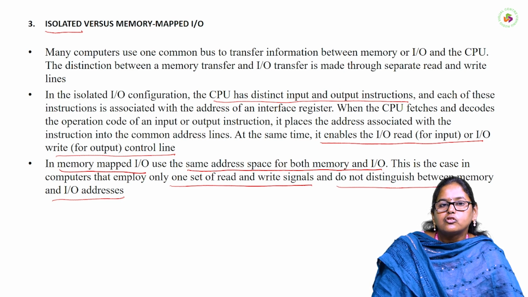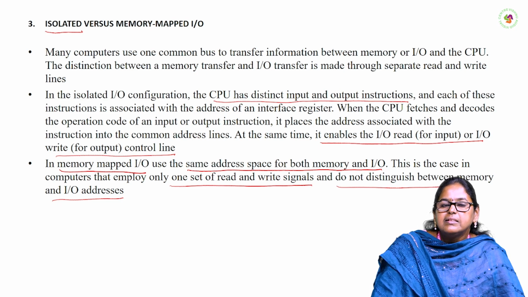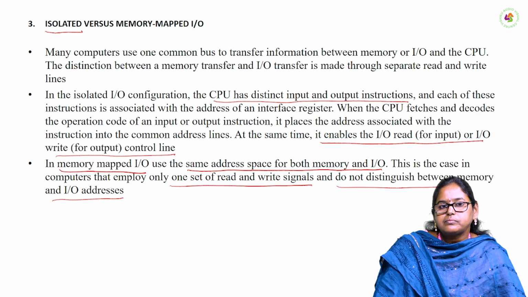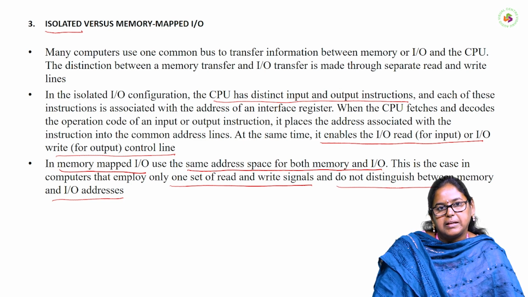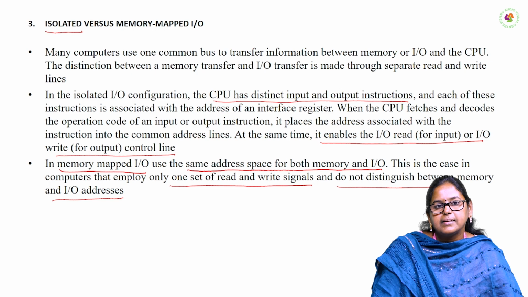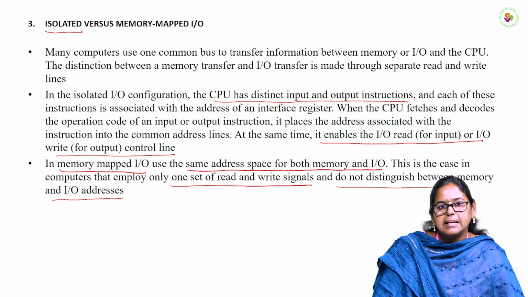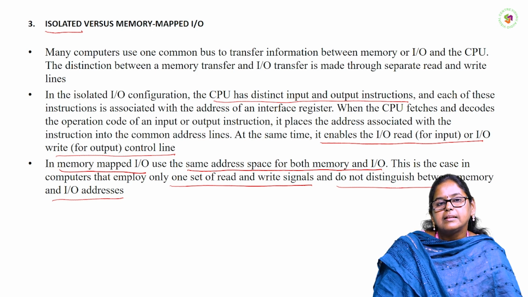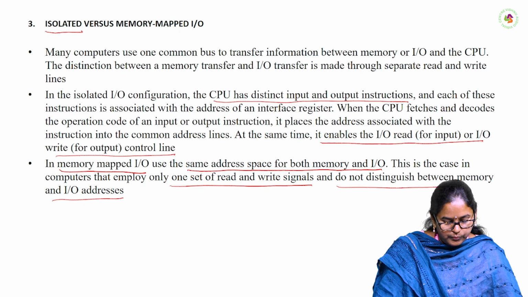Why? Because the processor will be treating the IO and the memory as the same, and it uses a single address space there. So isolated means separate, and memory mapped IO means it is going to consider it as a single one, where it uses single read-write signals and a single set of instructions for communicating with the memory and the IO.